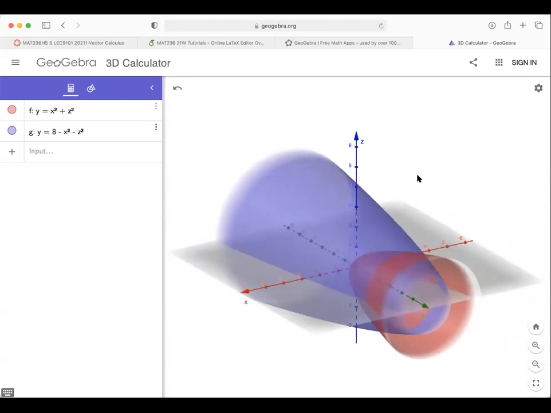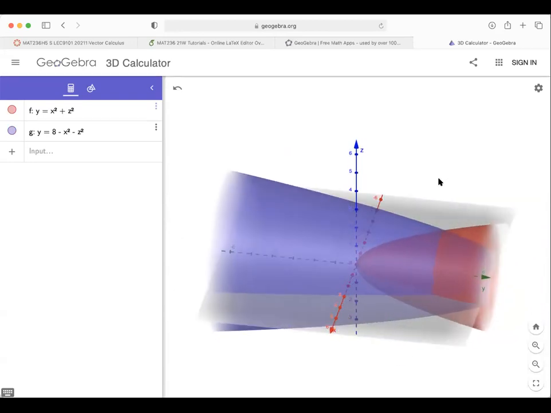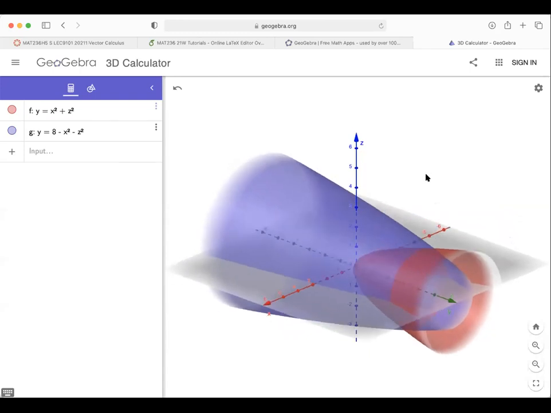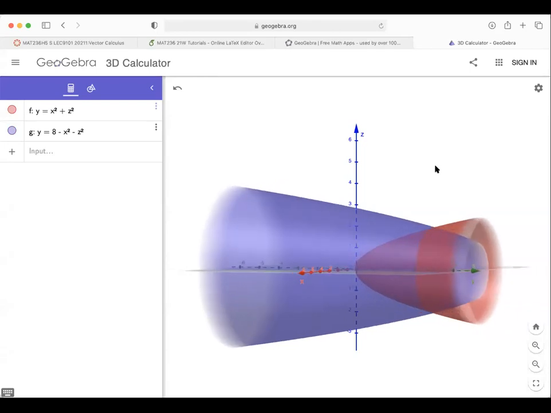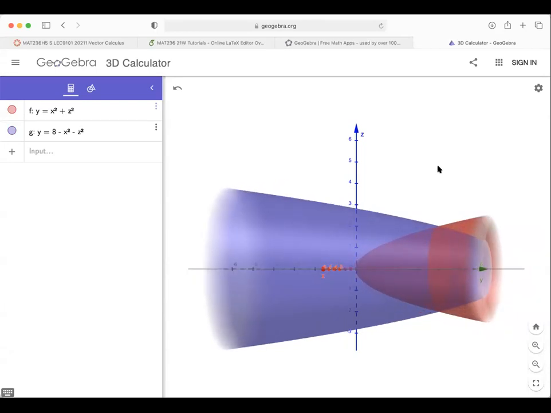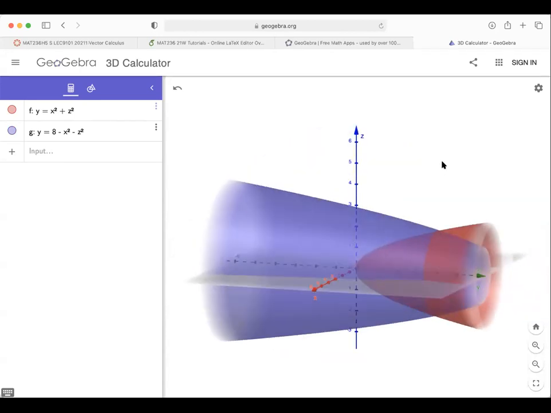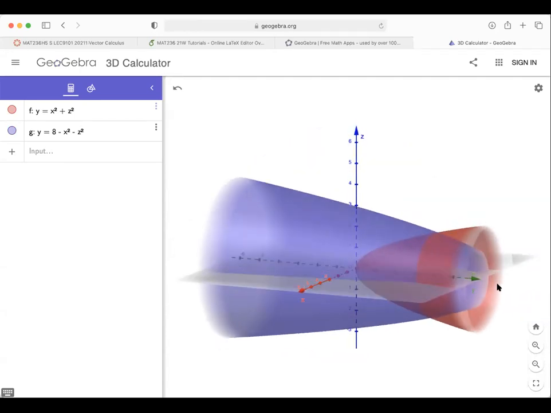So if you look at this, the purple one is y equals 8 minus x squared minus z squared, and the red one is y equals x squared plus z squared. I told you the graph is incomplete because it's missing the part here, but you can tell that the solid is going to look something like this. Okay? So let's go back to my iPad. Well, at least now you know what it looks like.